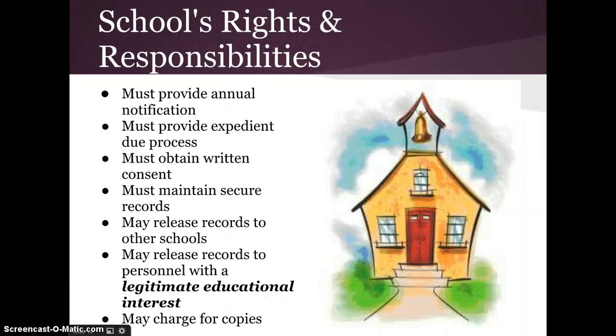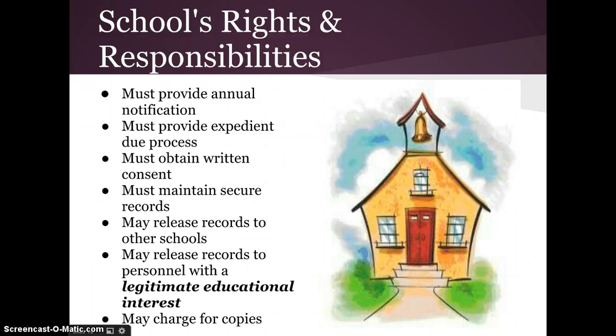Schools have their own rights and responsibilities as well. Schools first must provide annual notification to parents regarding their rights. They must also provide expedient due process, which refers to if a parent should have a complaint about inaccurate records within an education file, the school must respond within 10 days or less, but no more than 45 days. If there is still no resolution, there must be a hearing within 10 days.